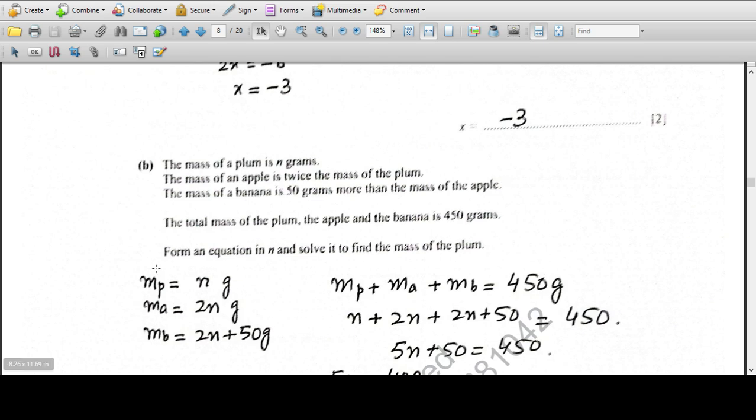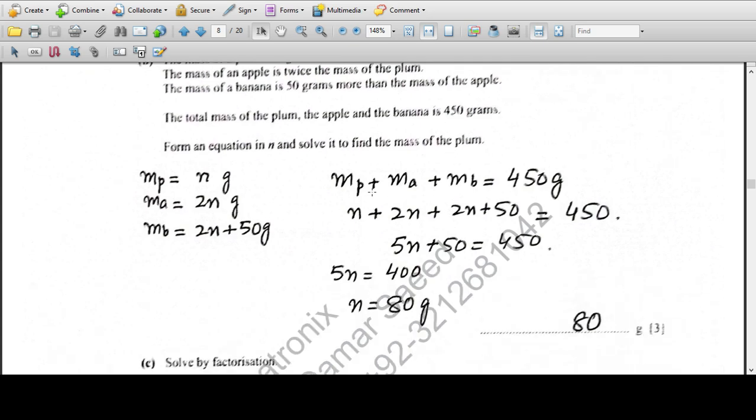So these are the three masses: P for plum, A for apple, and B for banana, is equal to 450 grams. The total mass of the plum, apple, and banana is 450 grams. Form an equation in n and solve it to find the mass of the plum. So this is n plus 2n plus 2n plus 50 is equal to 450. So this is 5n plus 50 is equal to 450, and 5n is equal to 400, n is equal to 80 grams. The value of n is 80 grams.